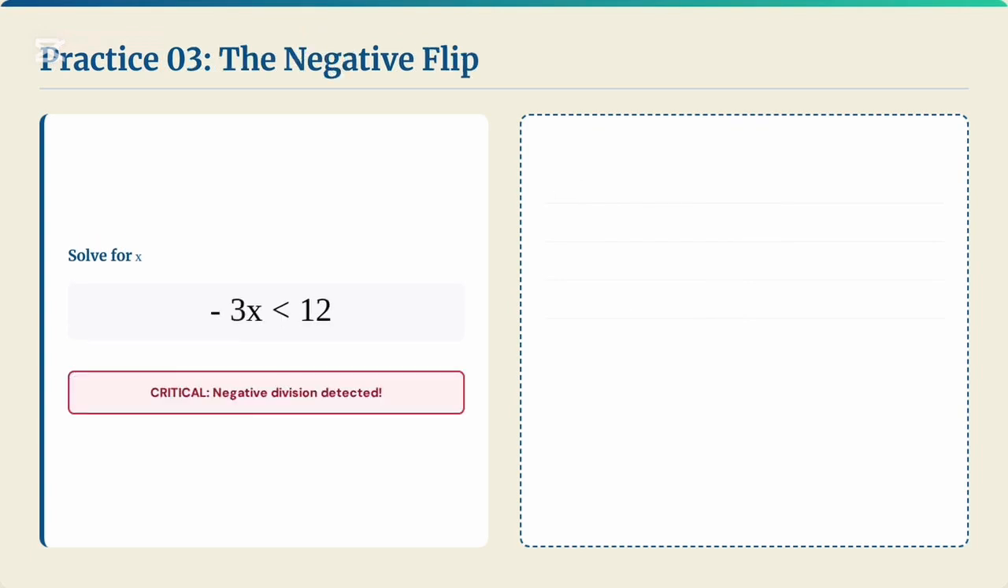Example: I'm going to show you guys what I was speaking about when I spoke about the flip rule. So we're going to use the flip rule in this case. As we can see, we have a negative 3x, meaning we will be doing negative division, which means we will be using the flip rule. So in this case, we will have to divide by negative 3 on both sides.